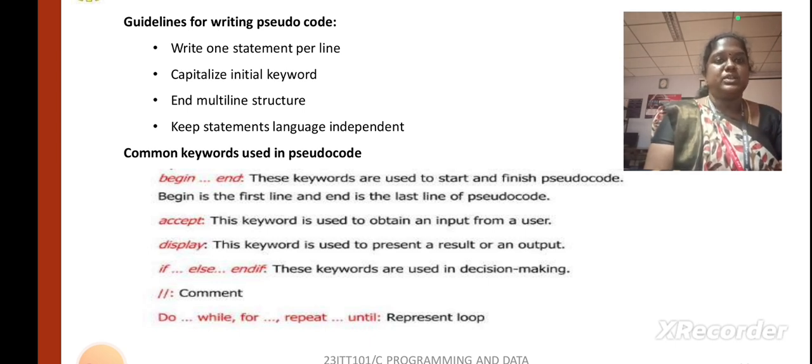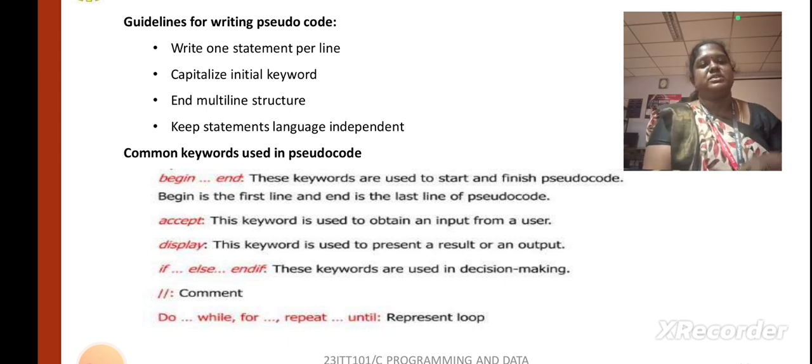Accept: this keyword is used to obtain an input from a user. Display: this keyword is used to present a result or an output. If, else, end if: these keywords are used for decision making. Comment lines are also used. Do while, for, repeat until: these represent loops.